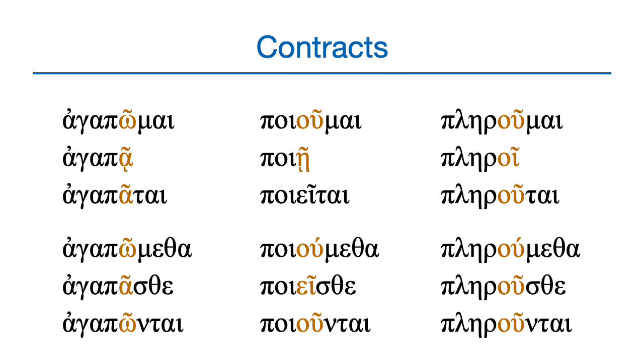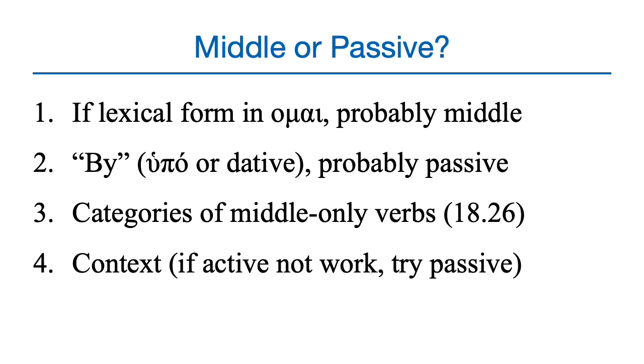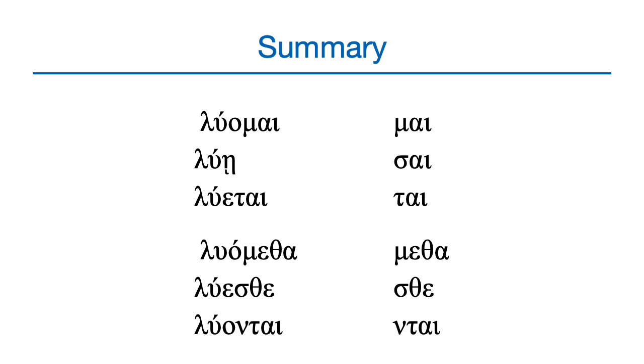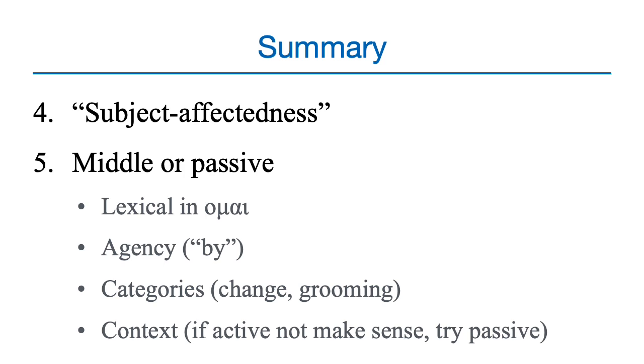Again, more contract verbs: agapaō, poieō, and plēroō. This is how they are in the middle passive forms. The contraction rules still apply as you learned in lesson 17. Okay, that is all I have to say about middle passives. Key thing is learn the middle passive endings and know what happens in contract verbs when it comes to middle passives. Take care.